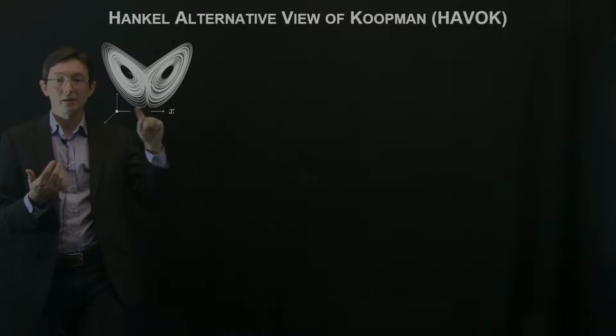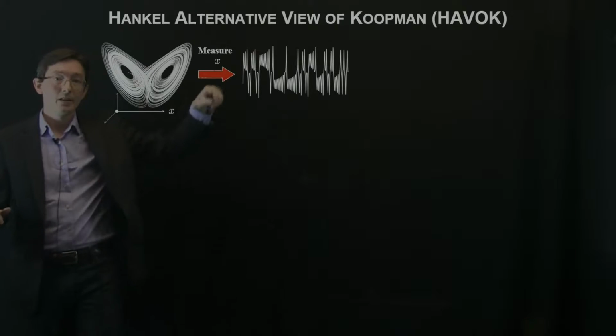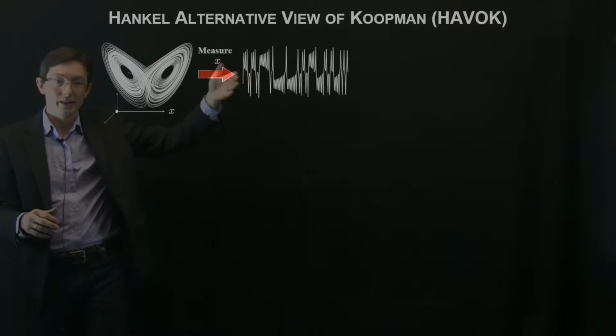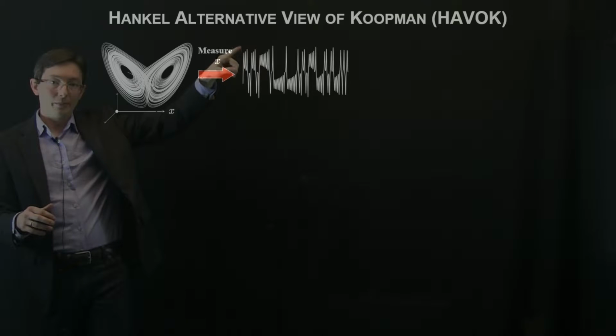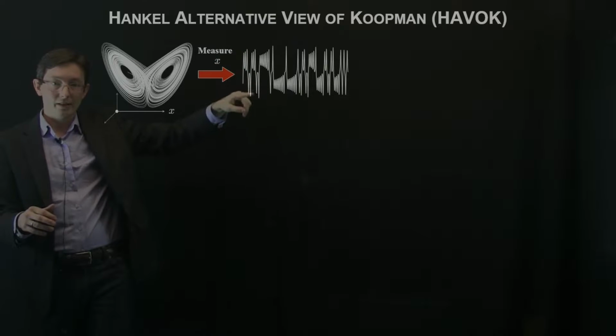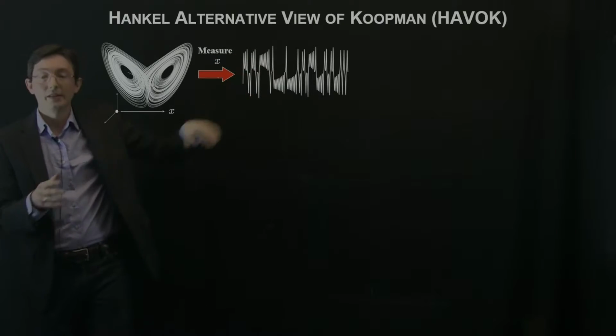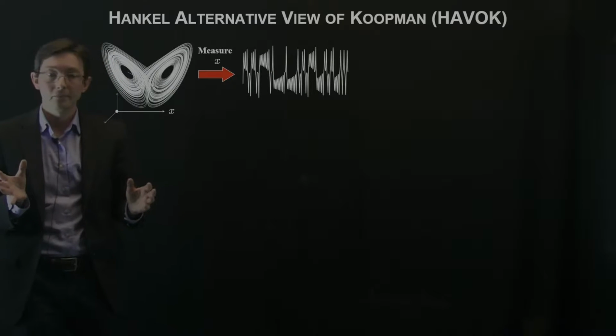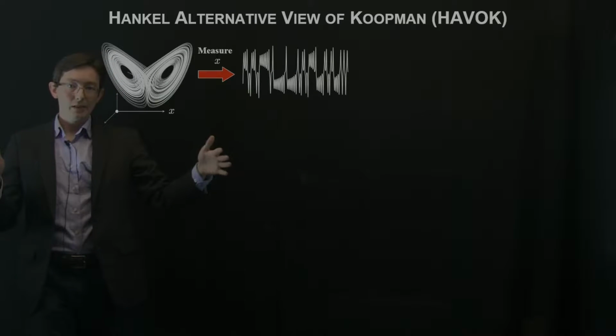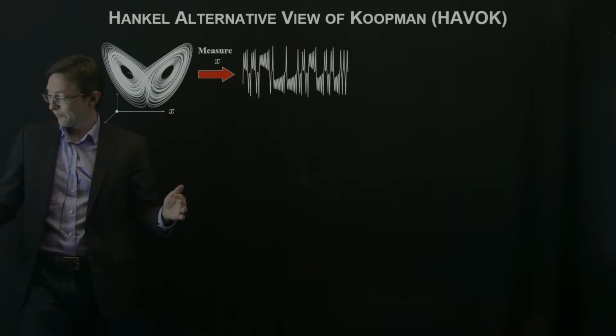Maybe we can just measure a time series of x. This is what the time series of x looks like. When it's up here, it's on one lobe of the attractor, then it's on the other lobe, and it switches. And the switching is maybe hard to predict. So we measure a time series of one variable x.